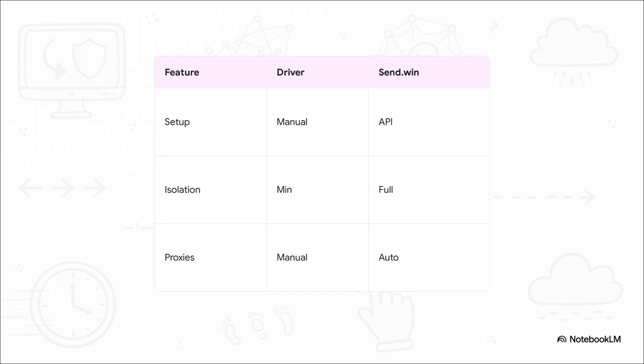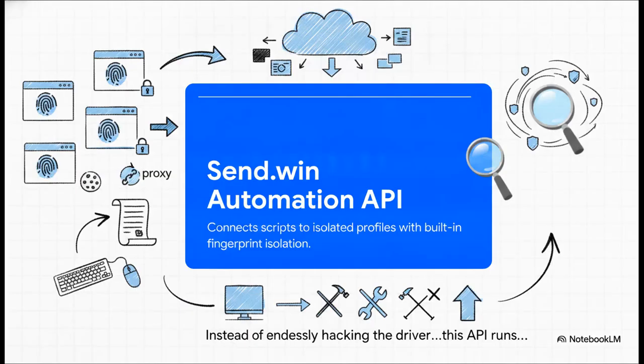With a patch driver, your setup and proxy management are entirely manual, and fingerprint isolation is basically just that binary patch we discussed. But step up to an API platform like Send.Win, and setup is literally just connecting to an endpoint. You get full fingerprint isolation, meaning completely unique WebGL, canvas, fonts, and time zones for every single profile. Plus, it has built-in proxy management for up to 500 profiles and supports Selenium, Puppeteer, and Playwright. To put it simply, the Send.Win automation API connects your scripts to fully isolated browser profiles with baked-in fingerprint isolation.